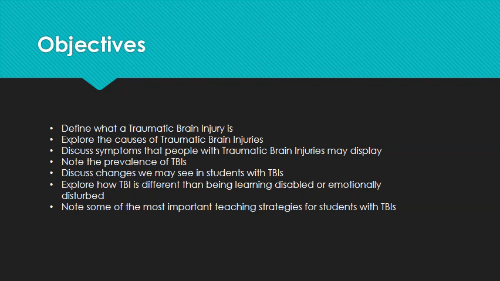So the objectives of this PowerPoint are to define what a traumatic brain injury is, explore the causes of these injuries, discuss the symptoms that people with brain injuries may display, note the prevalence of traumatic brain injuries, discuss the changes that we may see in students with this type of injury, explore how traumatic brain injury is different than being learning disabled or emotionally disturbed, and to note some teaching strategies for students with traumatic brain injuries.